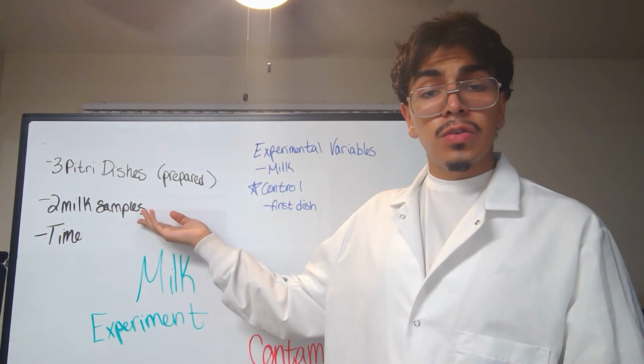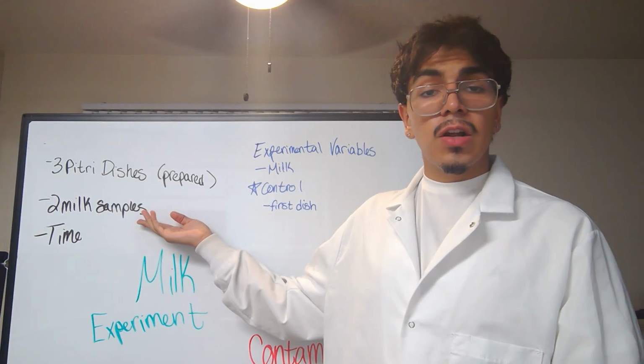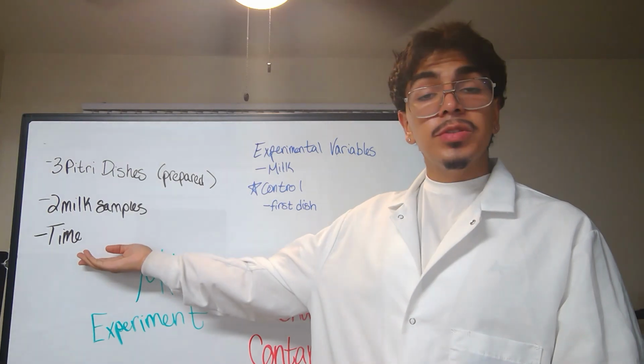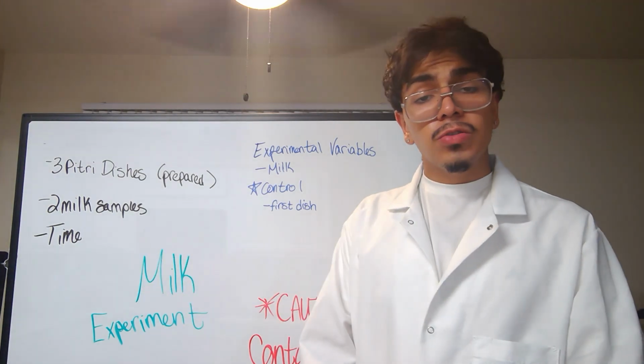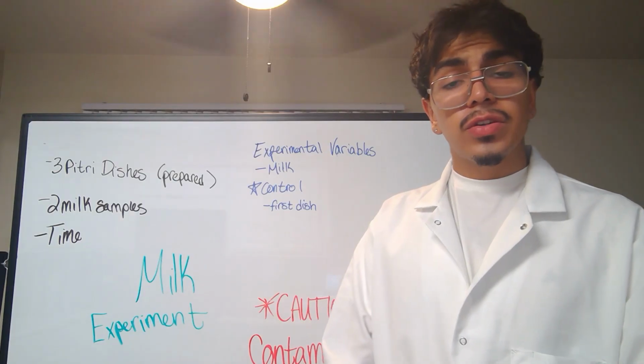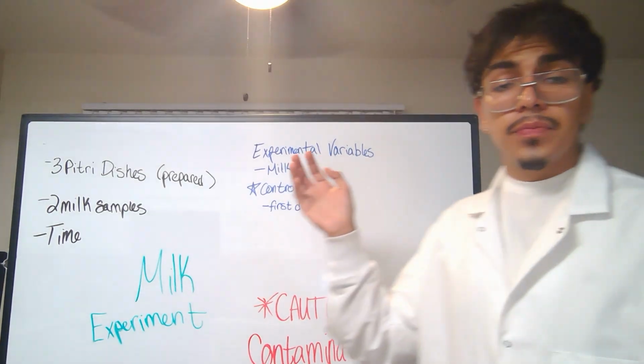I've made sure to use the same milk samples produced on the same day from the same place to ensure that all control variables were the same. Additionally, we will need time to allow our cultures to grow in the petri dishes. As mentioned before, with the two types of milk, we will be using experimental variables.